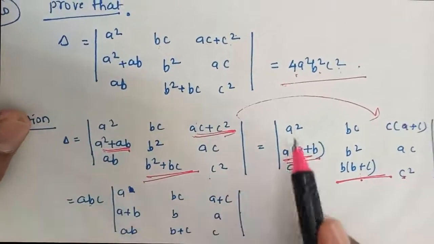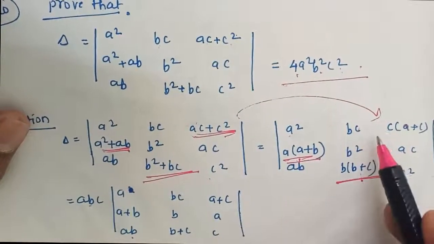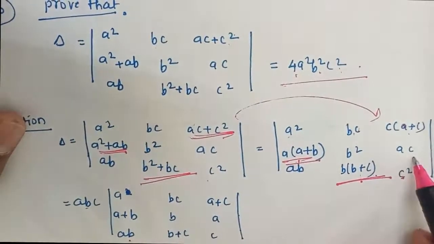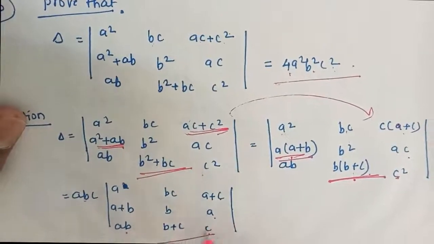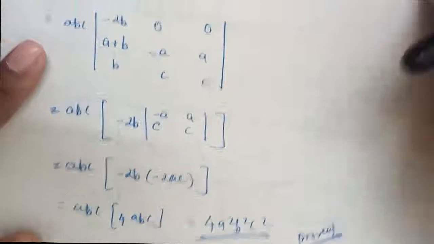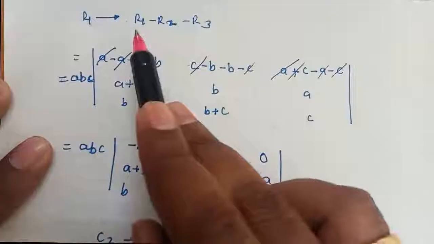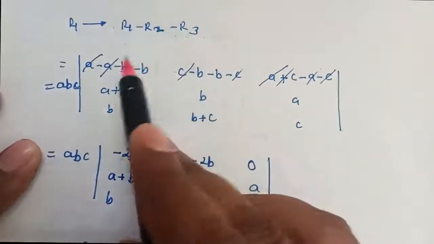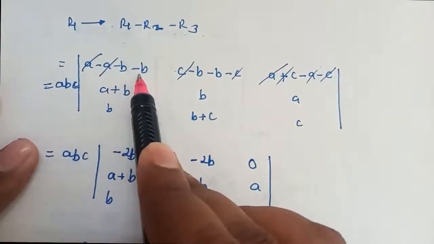So after taking a common from the first column, I will take a plus b and ab as my answer. After taking b common, c, b and b plus c. After taking c common, it will be a plus c, a and c. So after this, I will change r1 as r1 minus r2 minus r3. So r1 minus r2 minus r3, so the first row will be a minus b minus b.